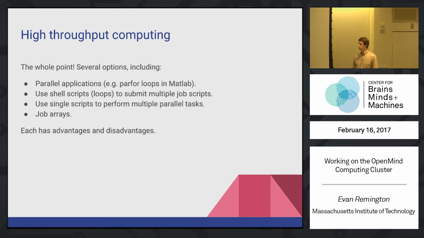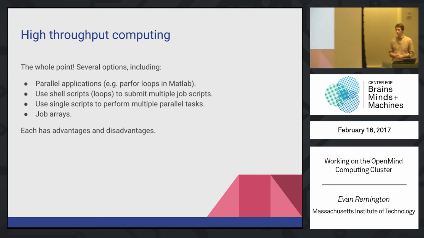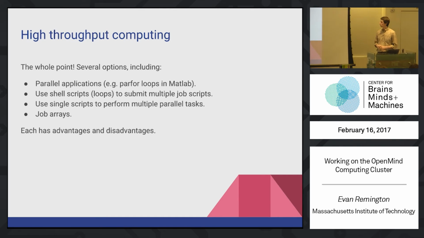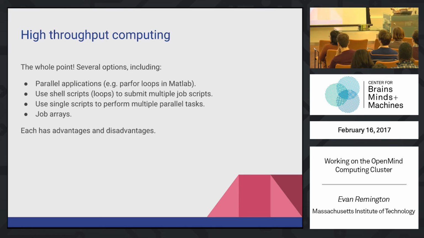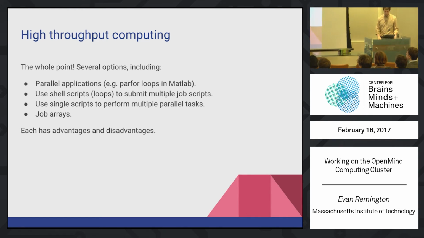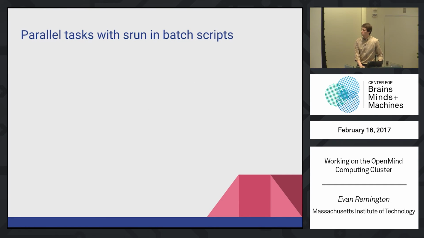You can use shell scripts to programmatically submit multiple jobs in a loop. You can use single scripts to perform multiple parallel tasks. And you can also use job arrays. Each of these has its own advantages and disadvantages, and I'll just go through an example of a few of these. So the first is submitting parallel tasks using the srun command in batch scripts.